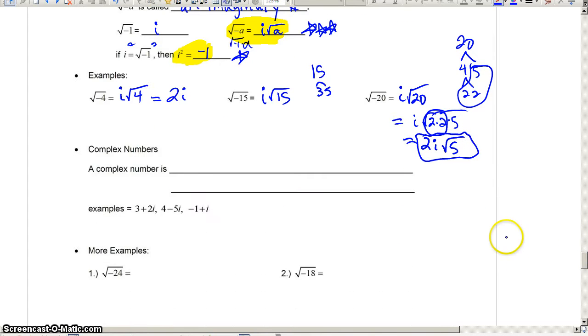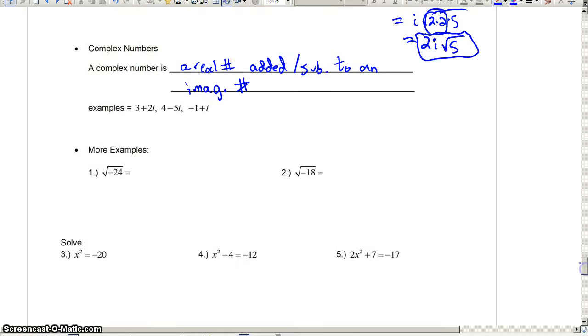A complex number is a mixture. It's a real number added or subtracted to an imaginary number. So what you can see down below, a few examples. 3 plus 2i, 4 minus 5i, numbers like that. Well, we'll talk about that in just a moment. But first, let's just do a couple more examples.